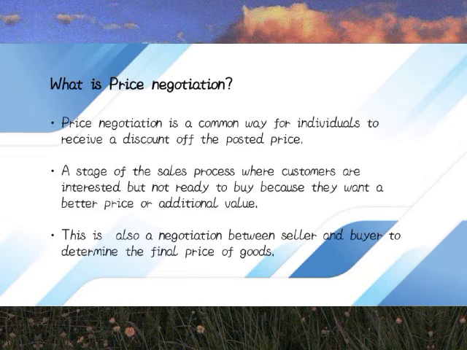What is price negotiation? Price negotiation is a common way for individuals to receive a discount off the posted price. This is also a negotiation between seller and buyer to determine the final price of goods. This is a stage in the sales process where customers are interested but not ready to buy because they want to have a better price or additional value for the product. So, this is a type of negotiation wherein the buyer negotiates or has an agreement with the seller to achieve the price that the buyer can afford and the seller can agree to.